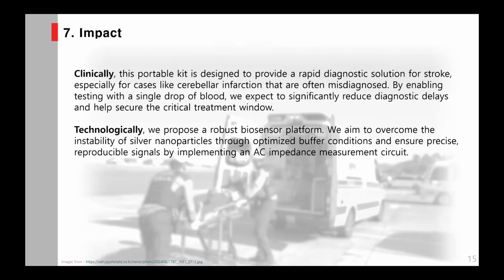Finally, this slide highlights our clinical and technical goals. Clinically, we offer a rapid stroke test using just one drop of blood, helping doctors save critical treatment time. Technologically, we provide a robust, reliable biosensor platform that ensures stable and reproducible results.